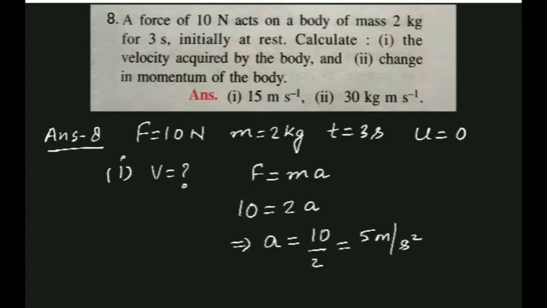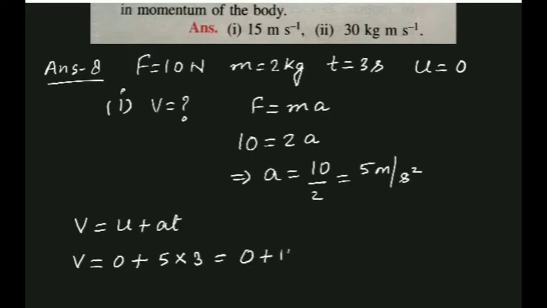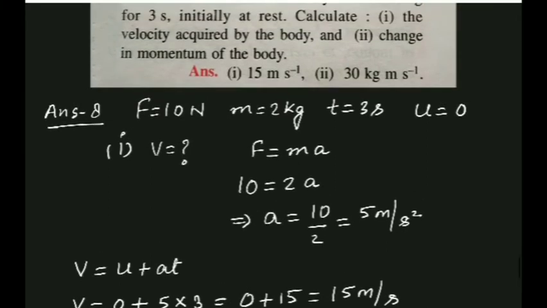Now we have to find out the value of V. So what is the first equation of motion? V equals to U plus AT. V we have to find out. U is 0, acceleration is 5 and time is 3. So it will be 0 plus 15, or you can say 15 meter per second. This is the answer of first part.